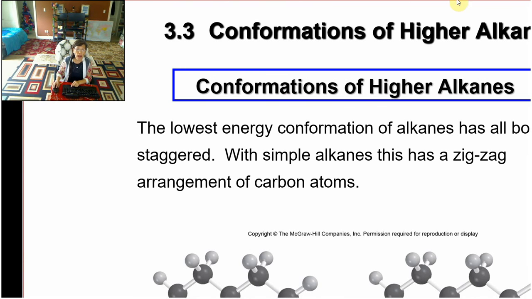If you have a higher alkane, what are the conformations? Again, no matter how many carbons you have, first of all, you need to choose a front carbon and a back carbon. In this pentane, you may draw two circles.